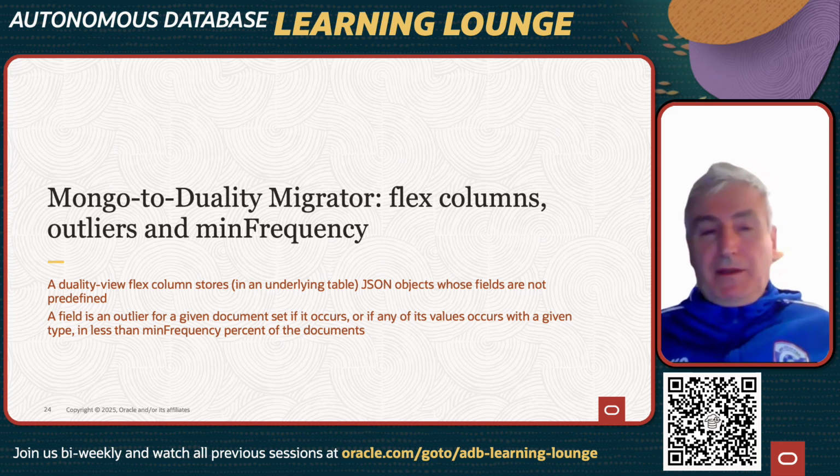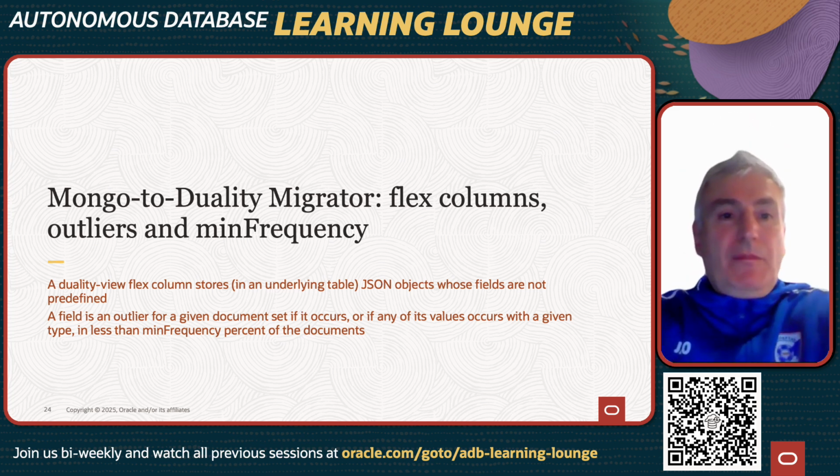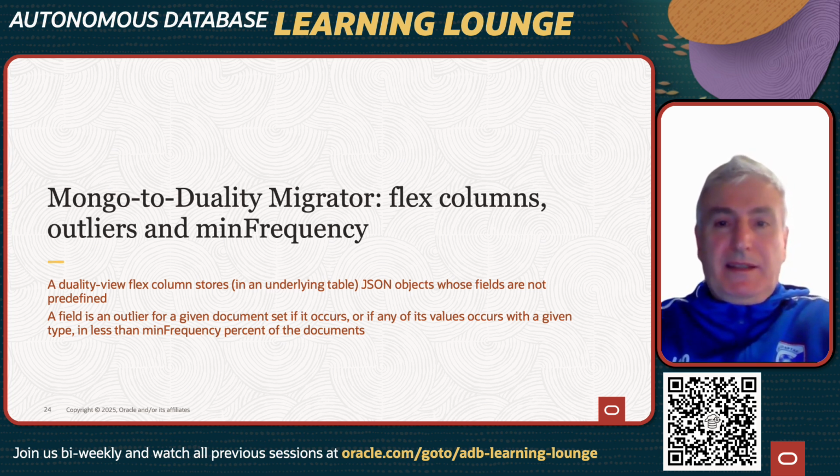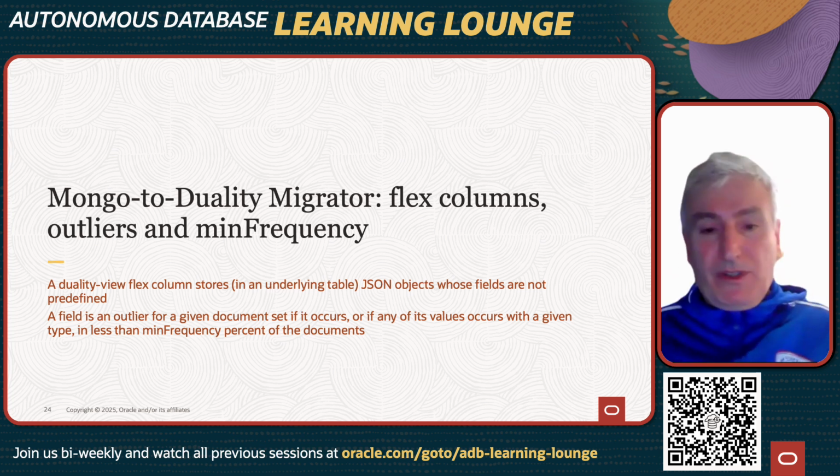Moving to the next topic. The next topic is the Mongo-to-Duality, JSON-to-Duality Migrator. It's about new concepts in the Oracle database. In case you're not very familiar with what a flex column is, what an outlier is, and min frequency, I will try to cover those now with examples and in detail. Probably most of you are not even familiar with those. In case you are, please bear with me because I'll start with a simple example.